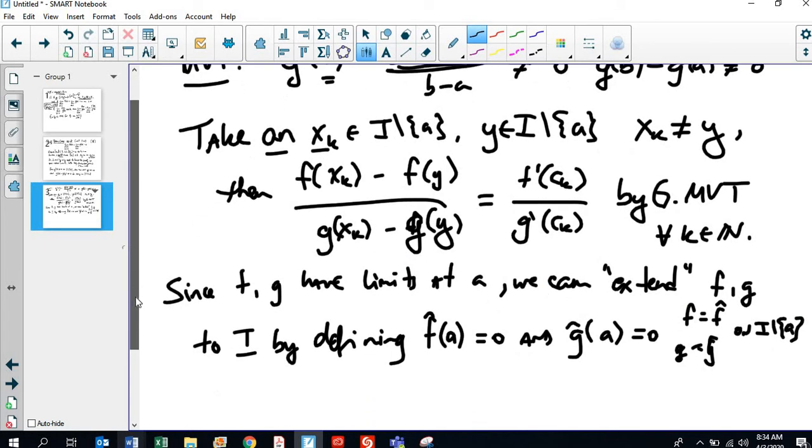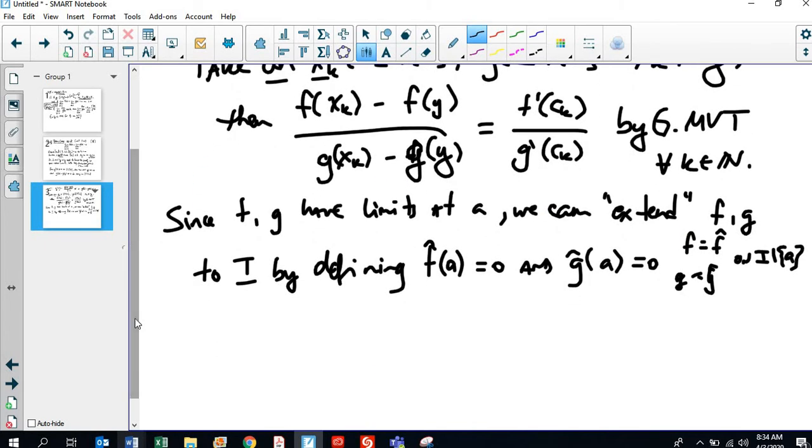So we're not doing uniform continuity, but it's the same idea. We're extending them to make sure that f and g are continuous. So f hat and g hat are continuous on all of I now, thanks to that. And so this mean value theorem deals with the hat guys as well. All right, so your textbook doesn't introduce this hat notation, but I'm going to.